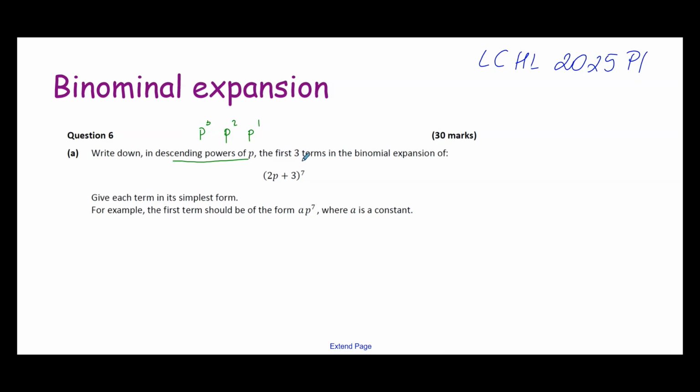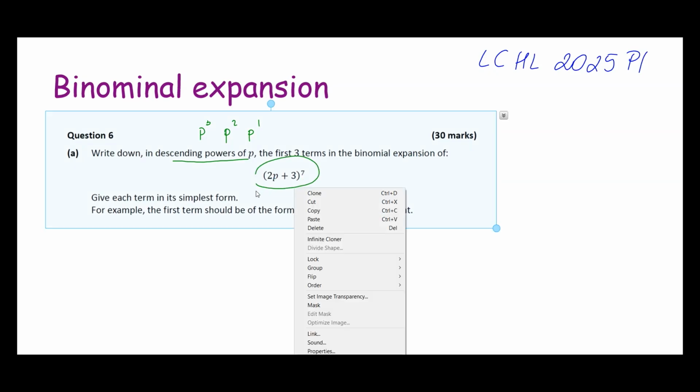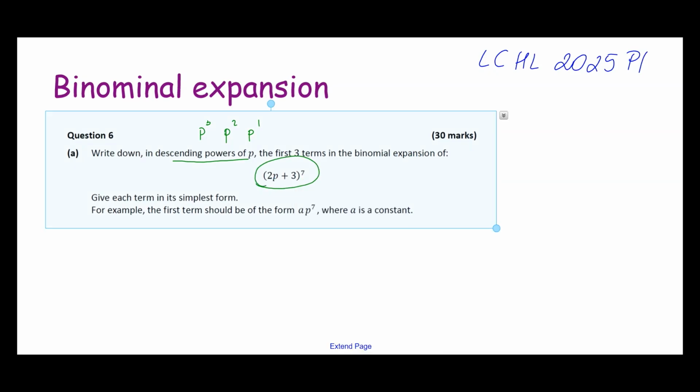The first 3 terms in the binomial expansion of... And then we have our binomial expansion. Give each term in its simplest form. For example, the first term should be in the form ap to the power of 7, where a is the constant. Okay, so binomial expansion, how do we do that?